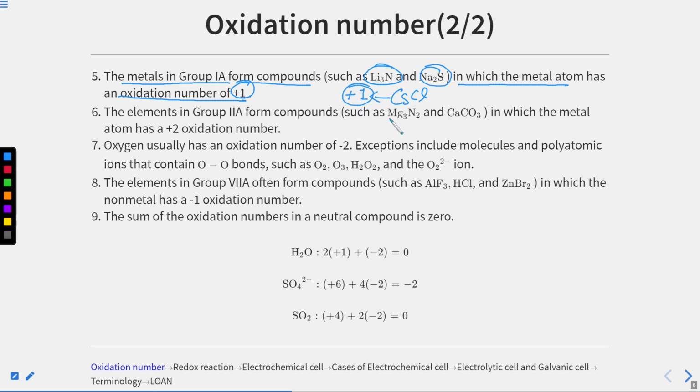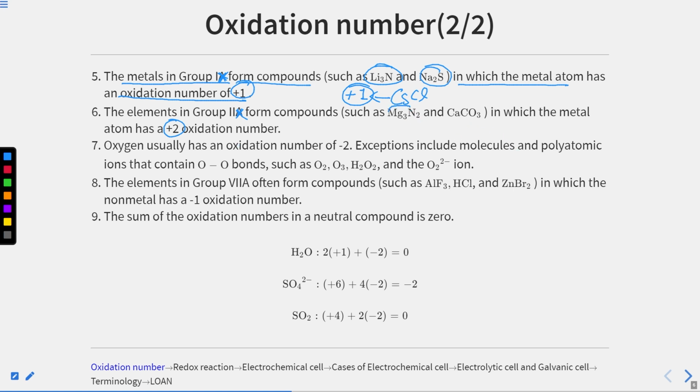So all group 1 elements, specifically, this is our old notation. In modern times, we do not use this 1A, 1B and all. So we simply say it group 1. So all the group 1 metals will have an oxidation number of +1. Similarly, all the group 2 elements, if they are forming compounds, will have an oxidation number of +2. So the alkali metals will have oxidation number of +1 and the alkaline earth metals will have oxidation number of +2.